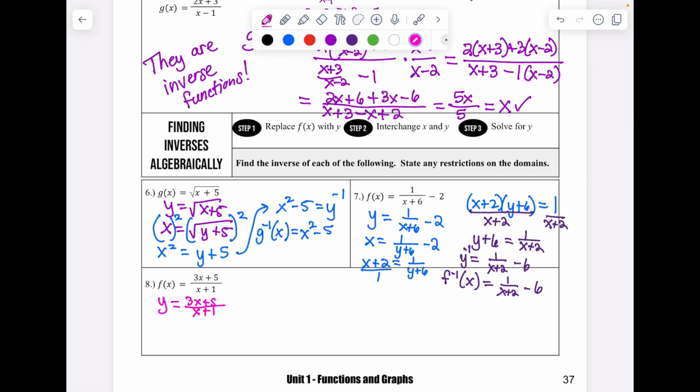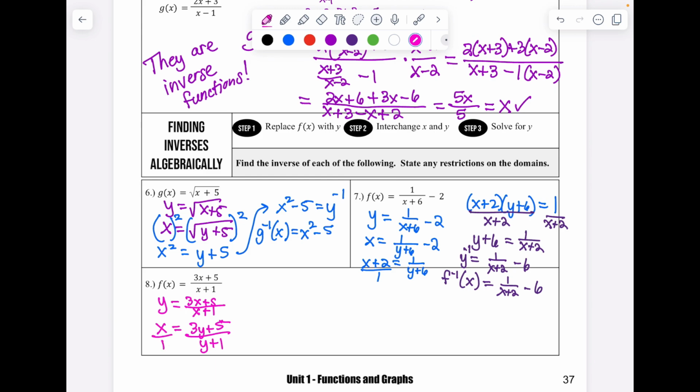And then we'll swap the x and the y. So we'll have x equals 3y plus 5 divided by y plus 1. So every place there's an x, I have to put y. All right, so now we're going to solve for y. So we're going to use that proportion trick.